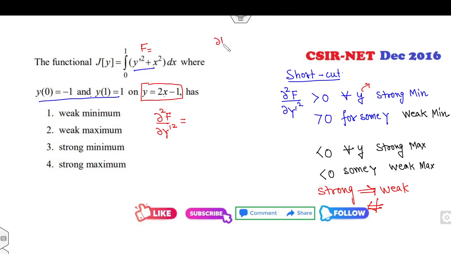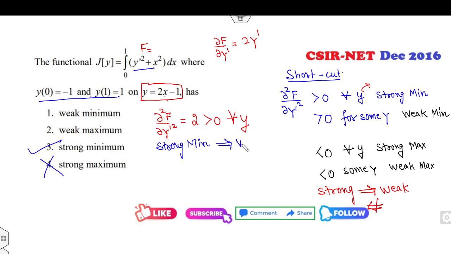So what is the first derivative? 2y dash. The second derivative is 2, which is greater than 0 for all values of y. So that means this is my minima, and minima means that's a strong minima. So the strong minima is right, and maxima is cancelled. Every strong minima is also called a weak minima. So weak minima is right. This option is cancelled. A and C are the right answers of this problem.